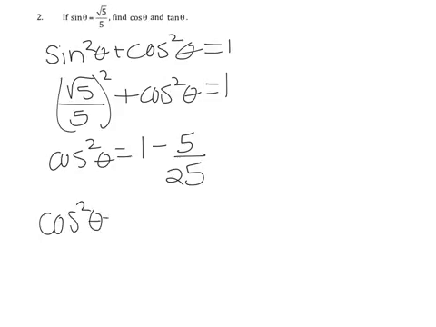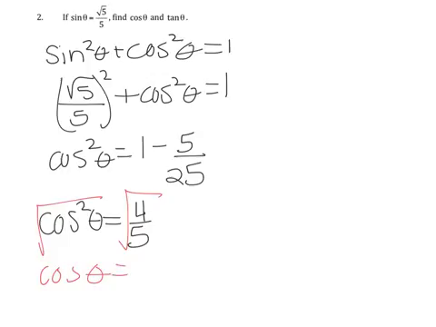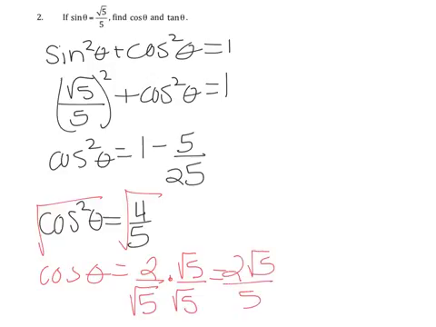So that means cosine square of theta is equal to the difference of 1 and 5 over 25. It's 4/5. I take the square root of both sides in order to get cosine of theta by itself. So the square root of 4 is 2. Square root of 5 is square root of 5, but you can't have that in the denominator, so you must rationalize it. So we get 2 radical 5 over 5 as our value for cosine of theta.